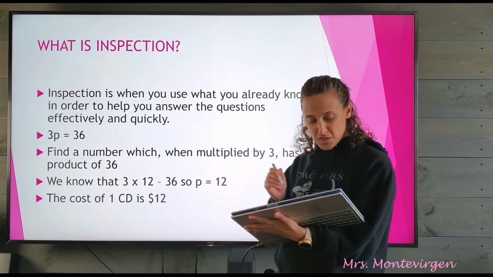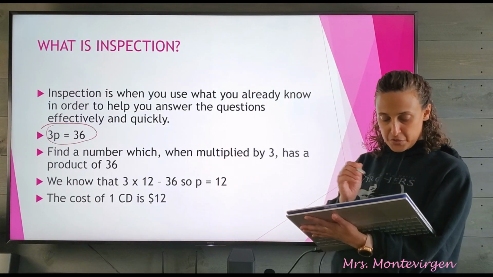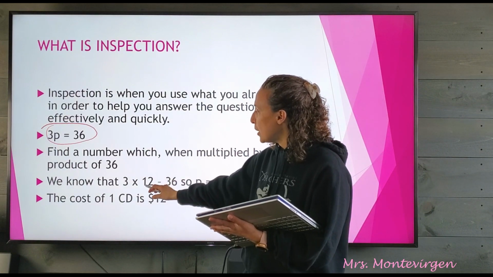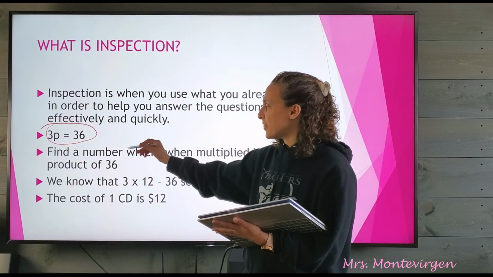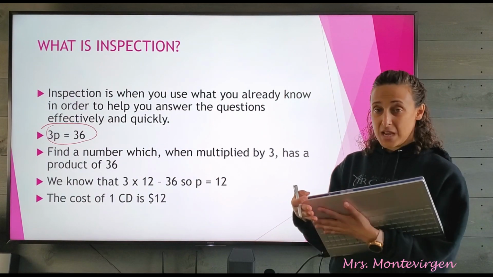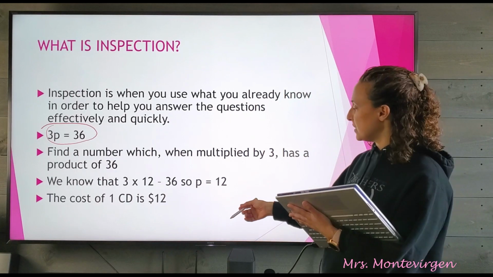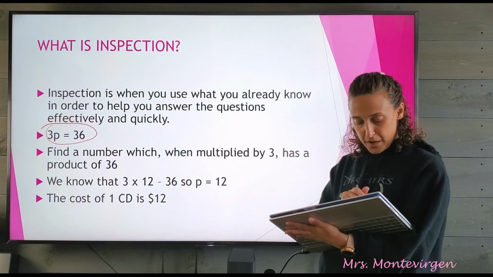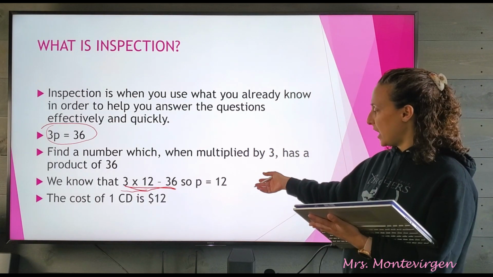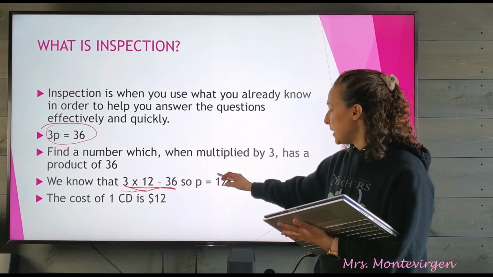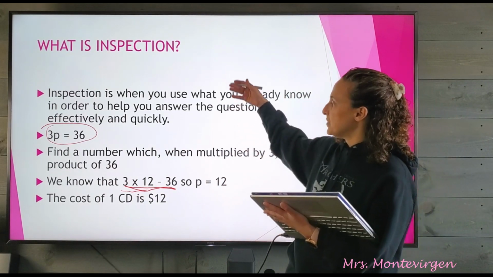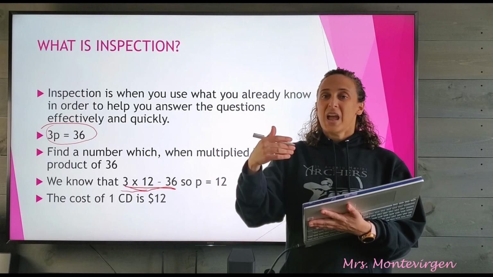So again, I'm going to go to my example of 3p equals 36. I already know that I need to come up with 3 times something is 36. If I think to my 3 times tables, I already know that 3 times 12 is 36. So I would slip that into my equation. I know that 3 times 12 is 36. That way, the variable p is $12. One CD is $12.